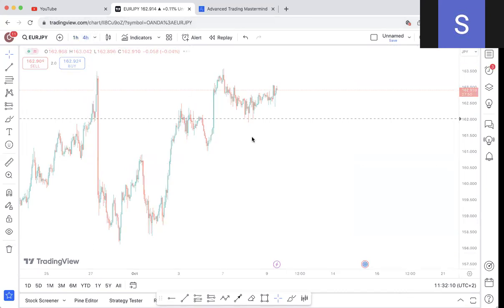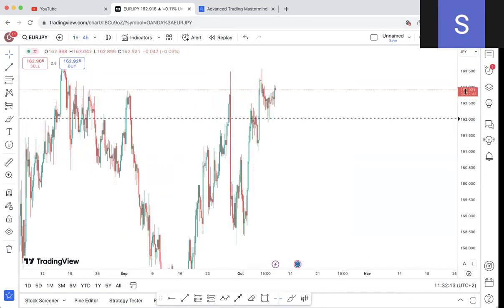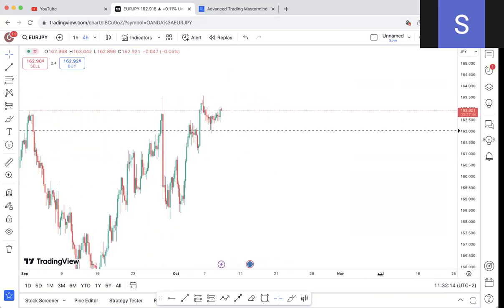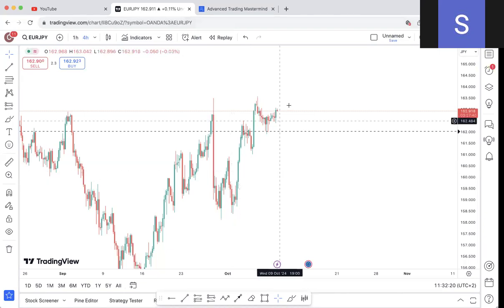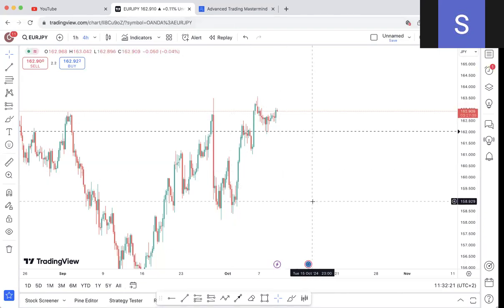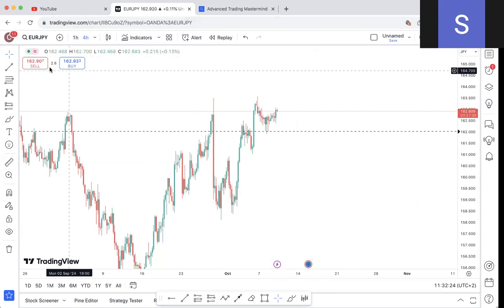For this week, I'm mainly focusing on one pair, just to make sure that my edge plays out fully on this pair. The only time I'll be focusing on another pair is if this pair is no longer valid, or once it has hit take profit, that's when I'll focus on another pair. But for now, I'm mainly looking at Euro over the Japanese Yen.